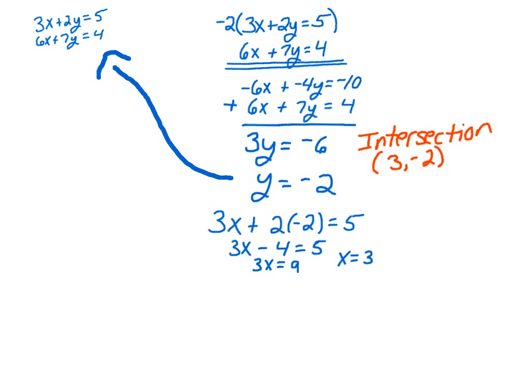Here's the solution. As you can see, we multiplied the top equation by negative 2. We got negative 6x plus negative 4y equals negative 10. Then we added the two equations to get 3y equals negative 6. Dividing by 3, we got y equals negative 2. Then we substituted back into 3x plus 2y equals 5. By solving that equation, we get 3x equals 9, which gives us x equals 3, and an intersection point of 3, negative 2. Please pause the video and copy this into your notes.